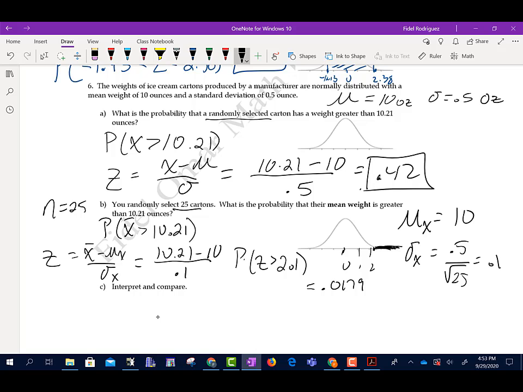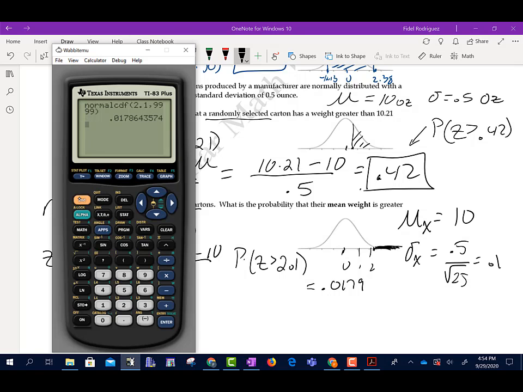So let's see. You know what? I just realized something, guys. I didn't finish this part. What's the probability that z is greater than 0.42? I didn't do that here. Okay, so let's do that. So here's 0, here's 0.42. See how this area looks like it's going to be bigger? It should be, right? So let's do the same thing that we did before. Second vars, normal CDF, enter, 0.42, comma, and then a whole bunch of 9s. Close it off. And, okay, this is 0.3372.